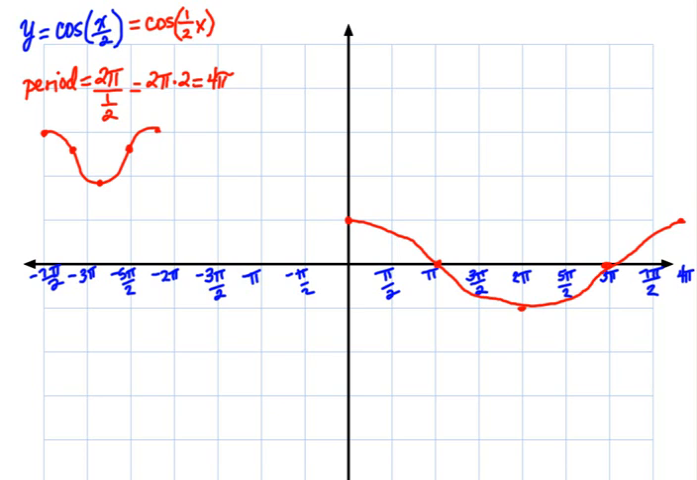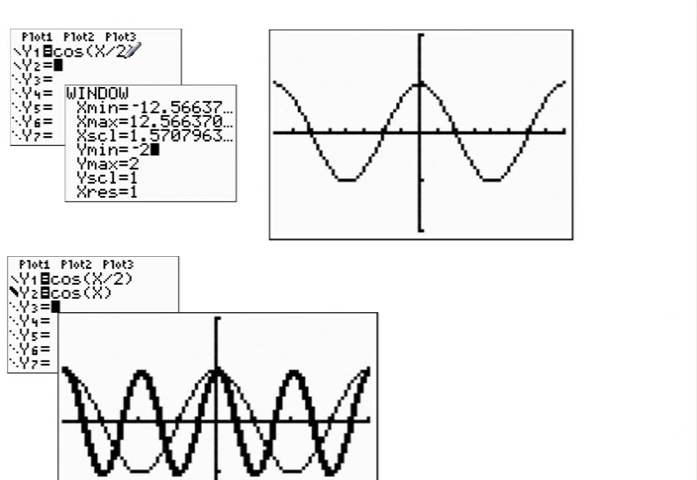Now on the graphing calculator we can do this as well. If I enter cosine of x over 2, and this time I knew what my period was, so I put in a -4 pi and a 4 pi and 1.57, pi over 2 is what I used there. Okay.